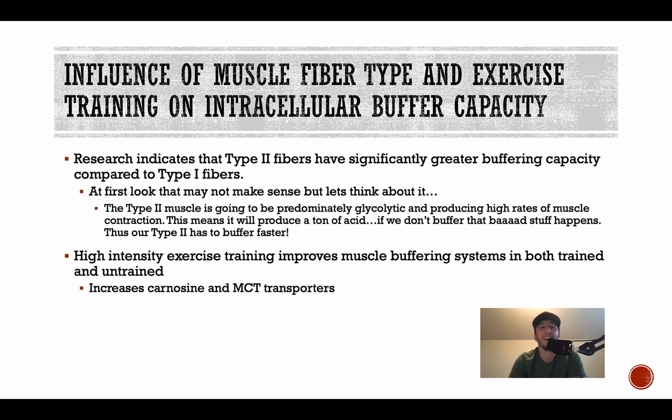But we also, with training, can increase the carnosine concentrations, and we can supplement to increase the carnosine concentrations as well. So we can actually, in our type 2 muscle fibers, kind of bolster our buffering abilities with training and handle the acid load a little bit better.